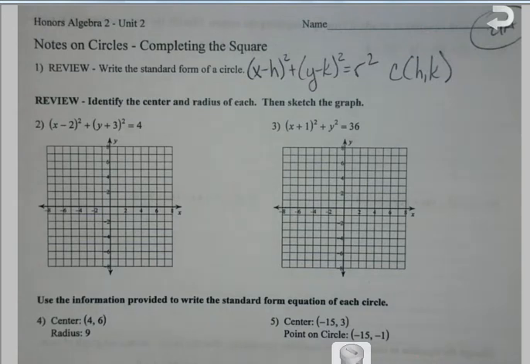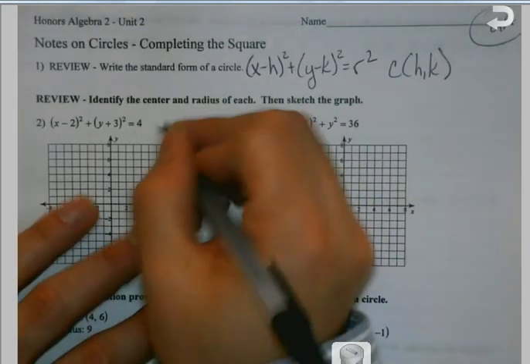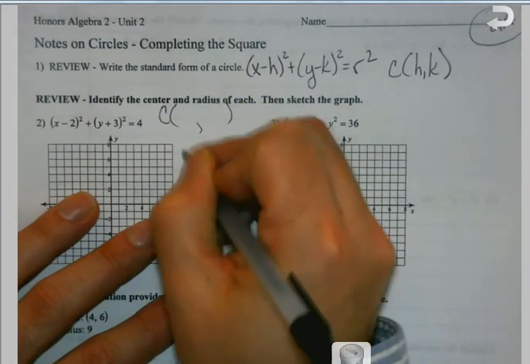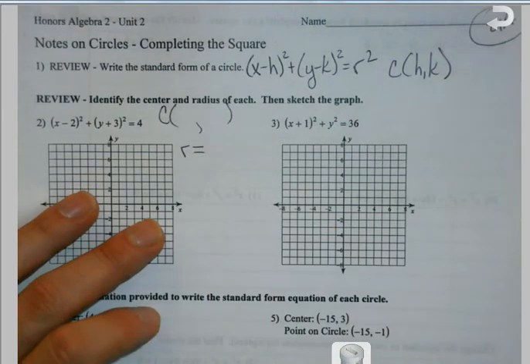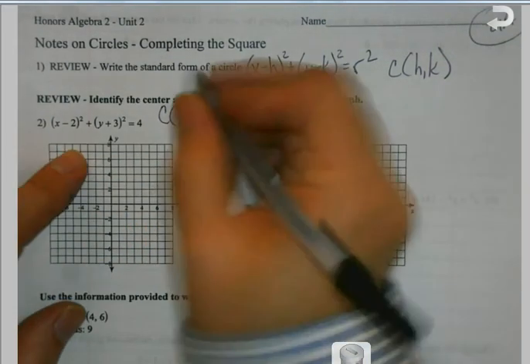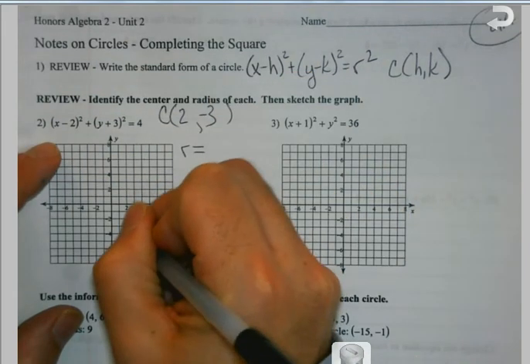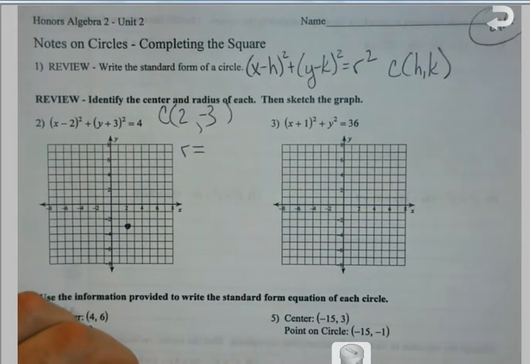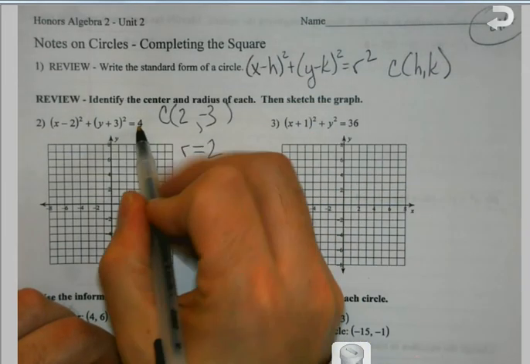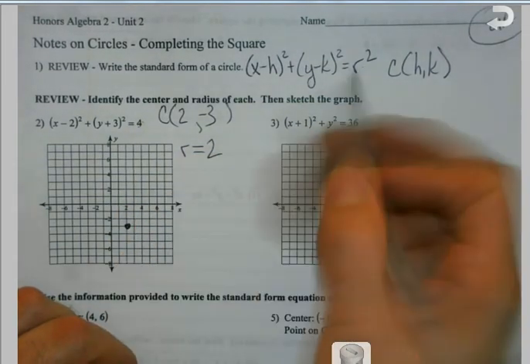So what we're going to do to lead into this, sort of like what we did yesterday, is start with something familiar and then start adding pieces to it until we get to our new thing. So here, we're going to identify the center and the radius, then sketch the graph. For number 2, what would my center be? (2, -3). And our radius? 2, because we're just taking the square root of this. Since r squared is 4, r would just be 2.